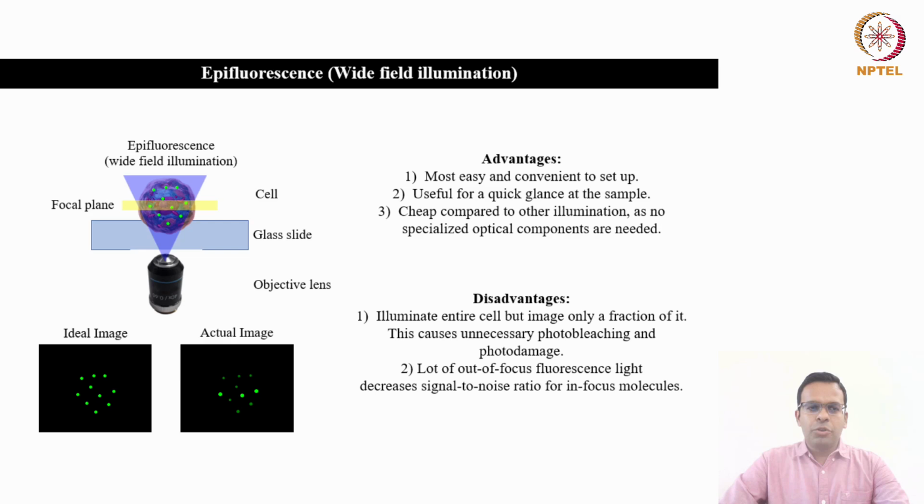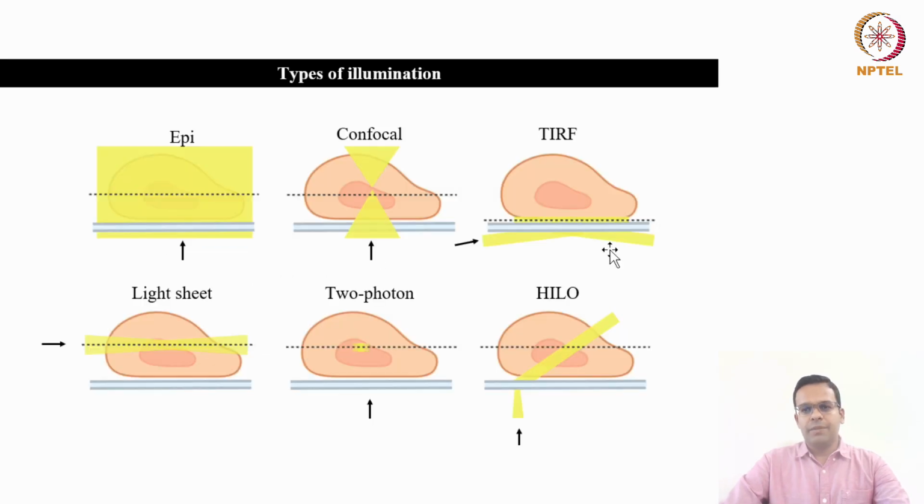But let me show you, there are some advanced options for illumination to avoid the unnecessary photobleaching and photodamage. So these are the different types of illumination. You can see this is your slide and this is your cell. In the epifluorescence or the epi illumination mode, you see that the entire cell is getting illuminated. However, the focal plane is this. So your objective lens will only collect the fluorescent signal from this focal plane. Even though the other molecules which are present above and below the focal plane are illuminated, you cannot capture the fluorescence from those molecules.